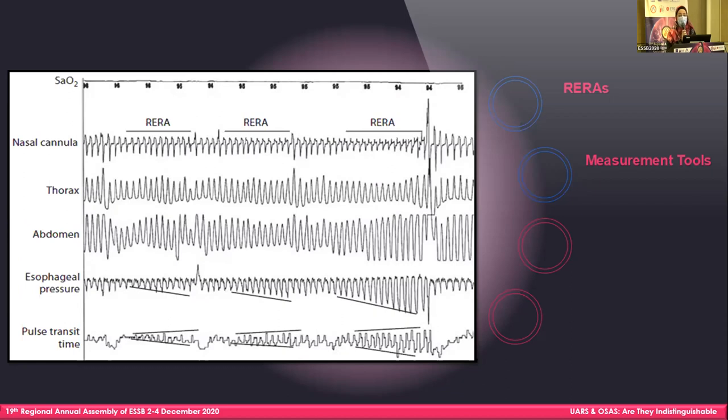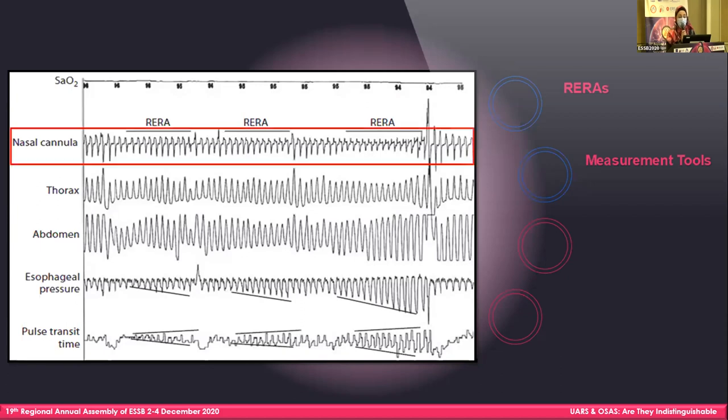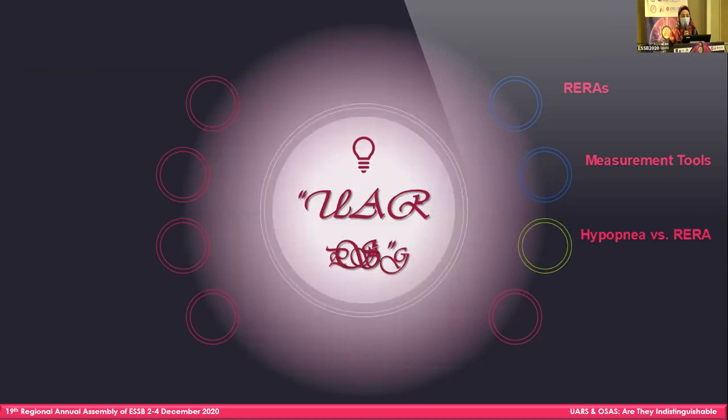The measurement tools for both events in both diseases are rather different. In cases of obstructive sleep apnea, the detection of a hypopnea in the diagnostic study is usually by the nasal pressure transducer, and the apnea is detected by the thermistor. But in cases of RERA, the flow limitation is best seen by the nasal cannula or the pneumotachograph, while the respiratory effort is detected by esophageal pressure monitoring or by the pulse transit time. The latest recommended classification of the sleep disorders for the hypopnea states that it's a reduction of flow of more than or equal to 30% of the baseline.